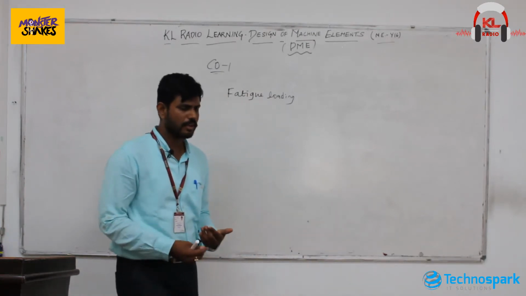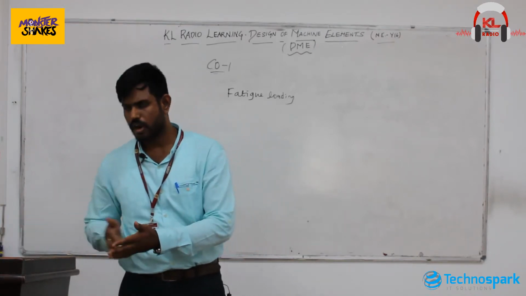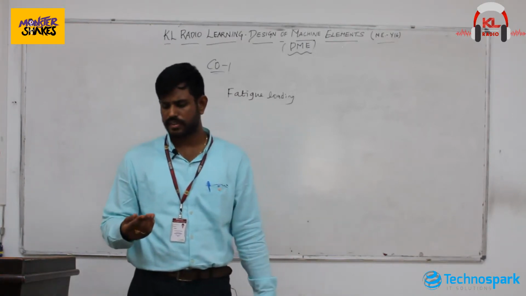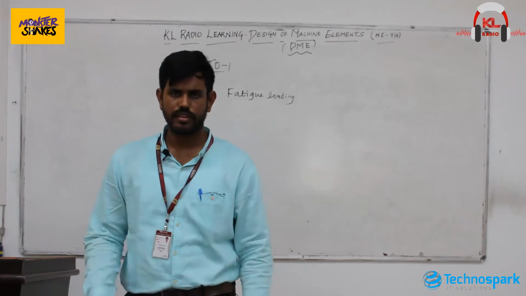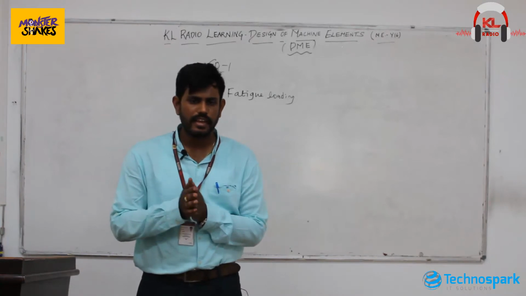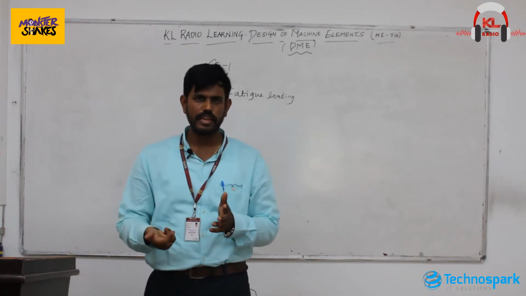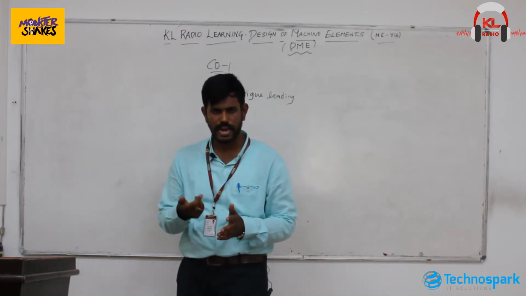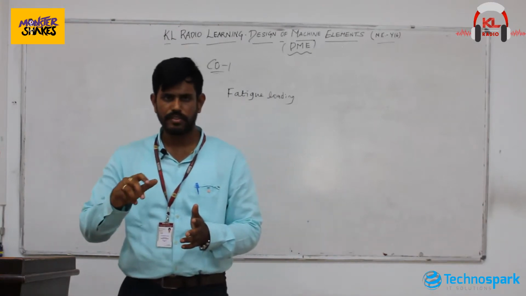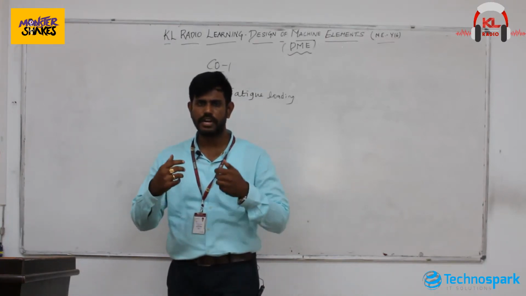Now for that purpose, we have another factor called the endurance limit. So what does the endurance limit give us? The endurance limit gives us the number of cycles that a specimen in a rotating beam has gone through before the appearance of the first crack. That means the stress that is developed before the appearance of the first crack in a rotating beam specimen.